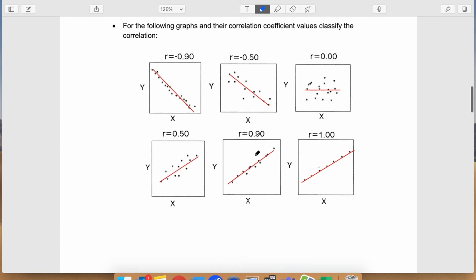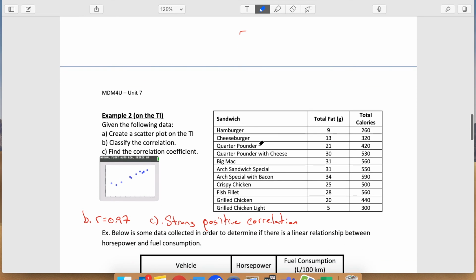If you look at this, we're somewhere between here and a perfect correlation between the two variables, so it's a very strong correlation. To classify it, I put this as, that should be C and this is B. It's a strong positive correlation.